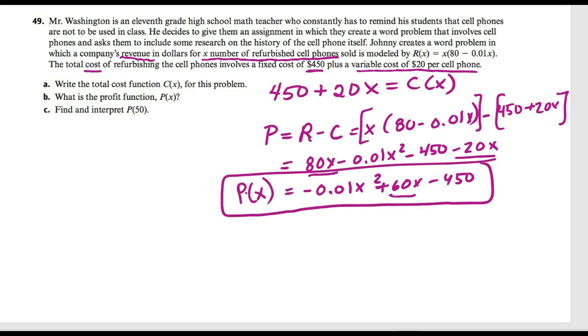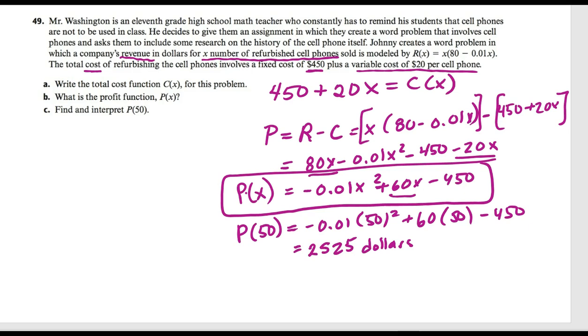Okay, and then it asks us in C to find and interpret P at 50. So we know we're just going to evaluate our function at 50. You can use your calculator to get $2,525. And then last, it asks us to interpret that. So just go back and look and see what the input means. Well, in this case, the input is x, and x means the number of refurbished cell phones. So this tells us that if we sell 50 refurbished cell phones, we can expect a profit of $2,525.